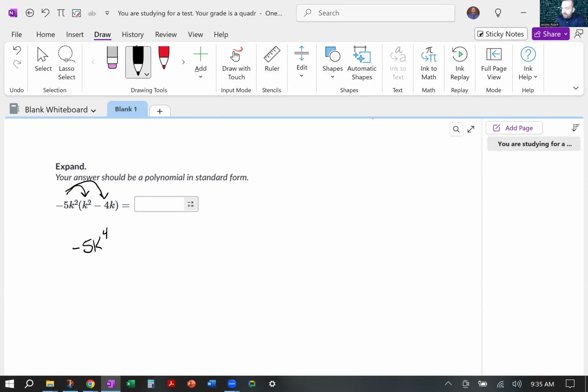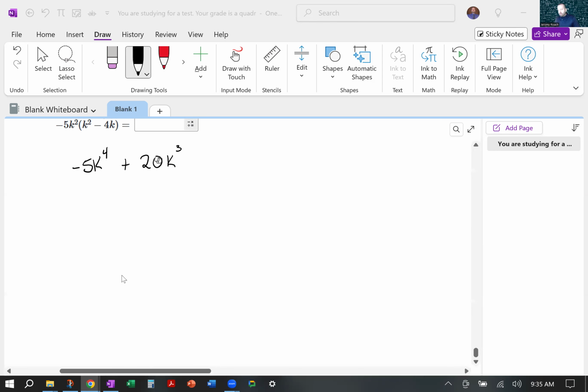And then negative 5k squared times negative 4k is plus 20. Two negatives make a positive, and 5 times 4 is 20. K squared times k is k to the power of 3. And it says your answer should be in polynomial standard form. So that's the standard form. Standard form goes from the highest degree term to the lower degree term.